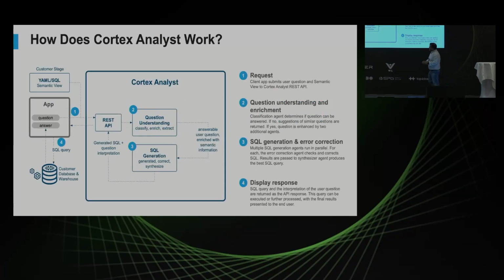And this is the whole architecture in which Cortex Analyst works. The user asks the question as a prompt, and first it does not directly hit the database. With the YAML or SQL semantic view which is built, the question is passed to the REST API, which works out whether it can be answered. If it can be answered, then multiple models run in parallel to classify, enrich and extract, and generate the SQL for this. When they generate the SQL, more than one model runs in parallel.